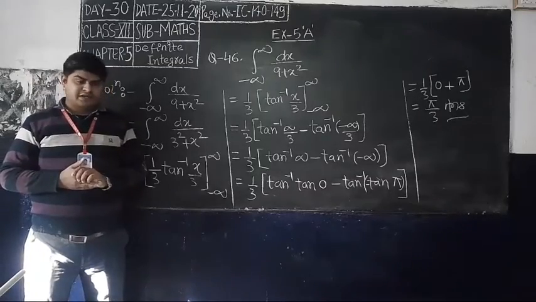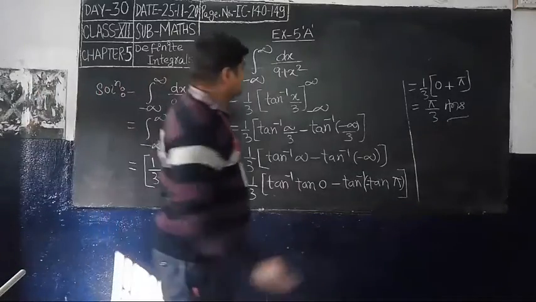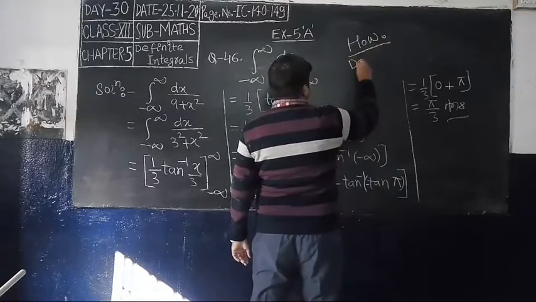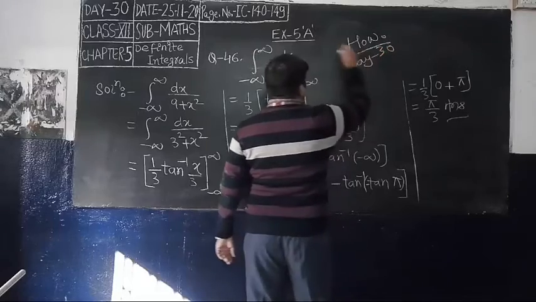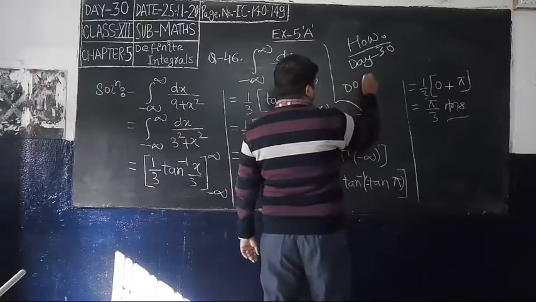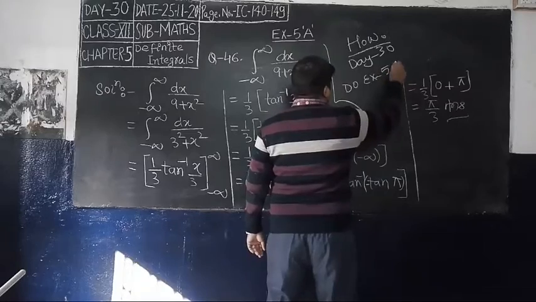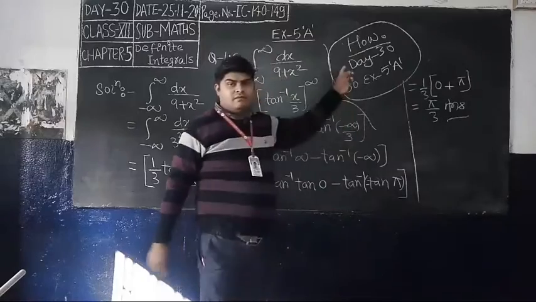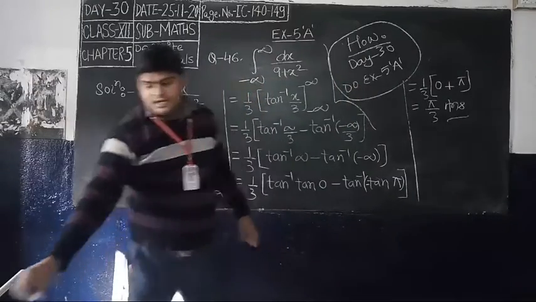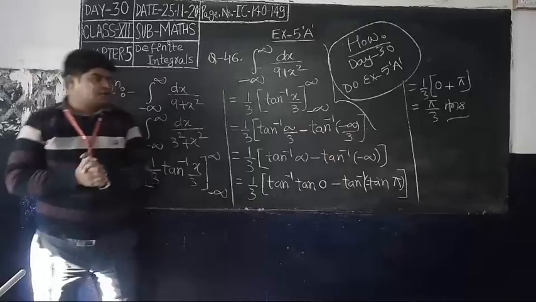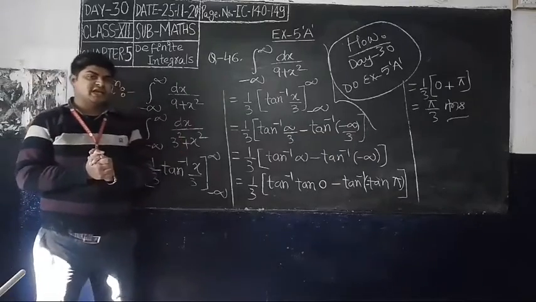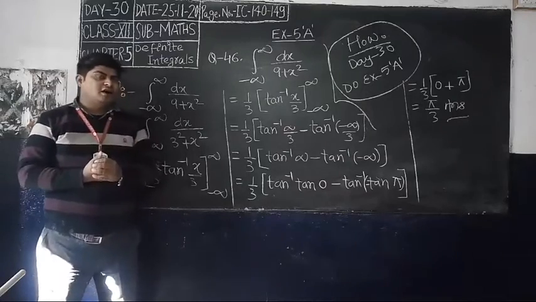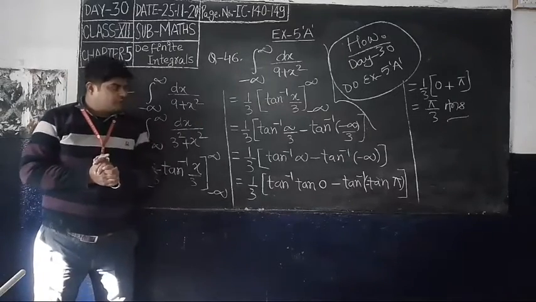Okay, so today's homework is, write down your homework for day 30. Do exercise 5A. Okay, this is your homework for day 30. Homework day 30, do exercise 5A. That means you will solve all the questions. There are 48 questions in this exercise, so you will do more practice. You will solve once again all the questions from question number 1 to 48. This is your homework.